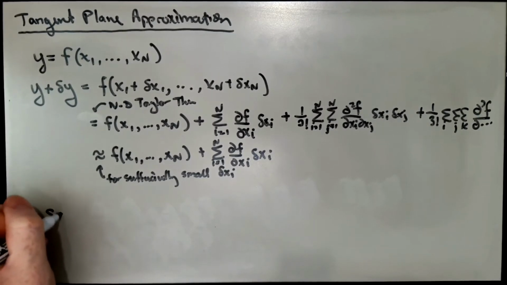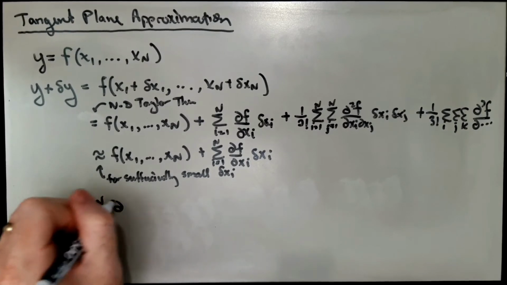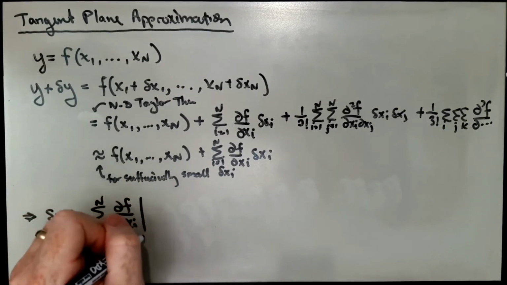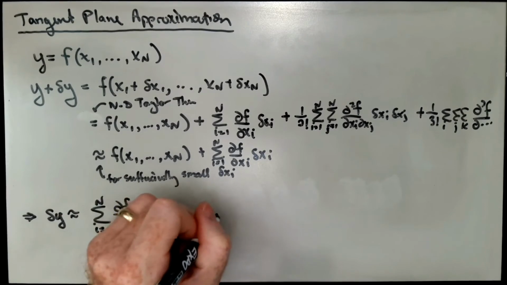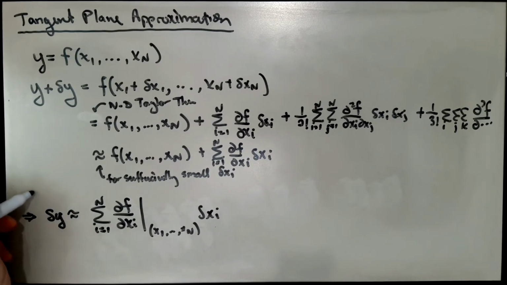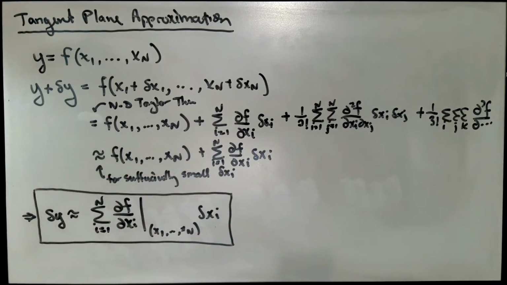So it says that delta y is approximately equal to the sum from i equals 1 to n of df dxi. Now, this is evaluated at x1 to xn, right? So evaluated at x1 times delta xi. And this is the tangent plane approximation. This is basically just like saying I can take a nonlinear curve, and for a sufficiently small neighborhood around a given point, I can approximate that curve as a straight line where I take the slope of the tangent line to be given by the derivative of the curve at that point.